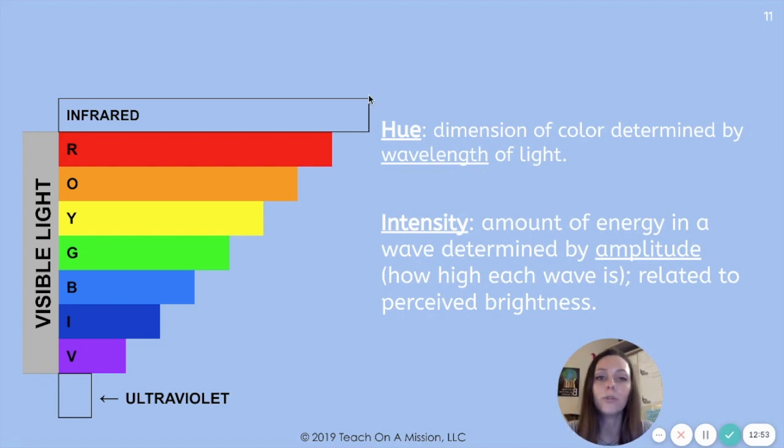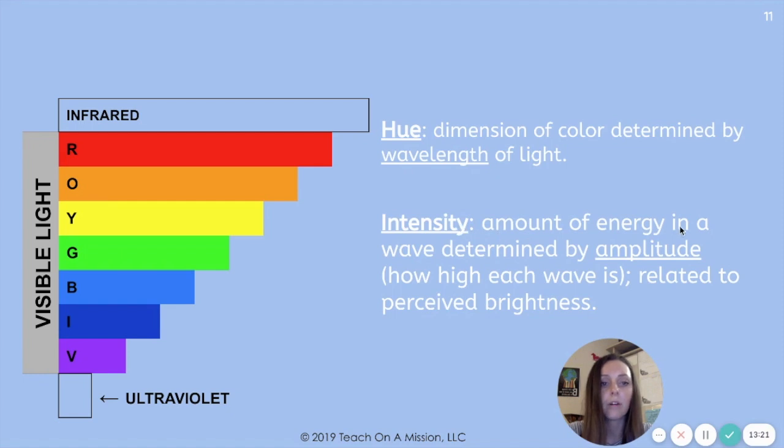So we have our hue. This is the dimension of color determined by wavelength of light, right? So we can see that our red is going to have a longer wavelength as opposed to our violet, which is going to have a shorter wavelength, and that's going to help us determine the color. So I don't know if you're ever on Lightroom editing your pictures and you go to edit the specific color and you click on where it says hue. That's where that comes from.